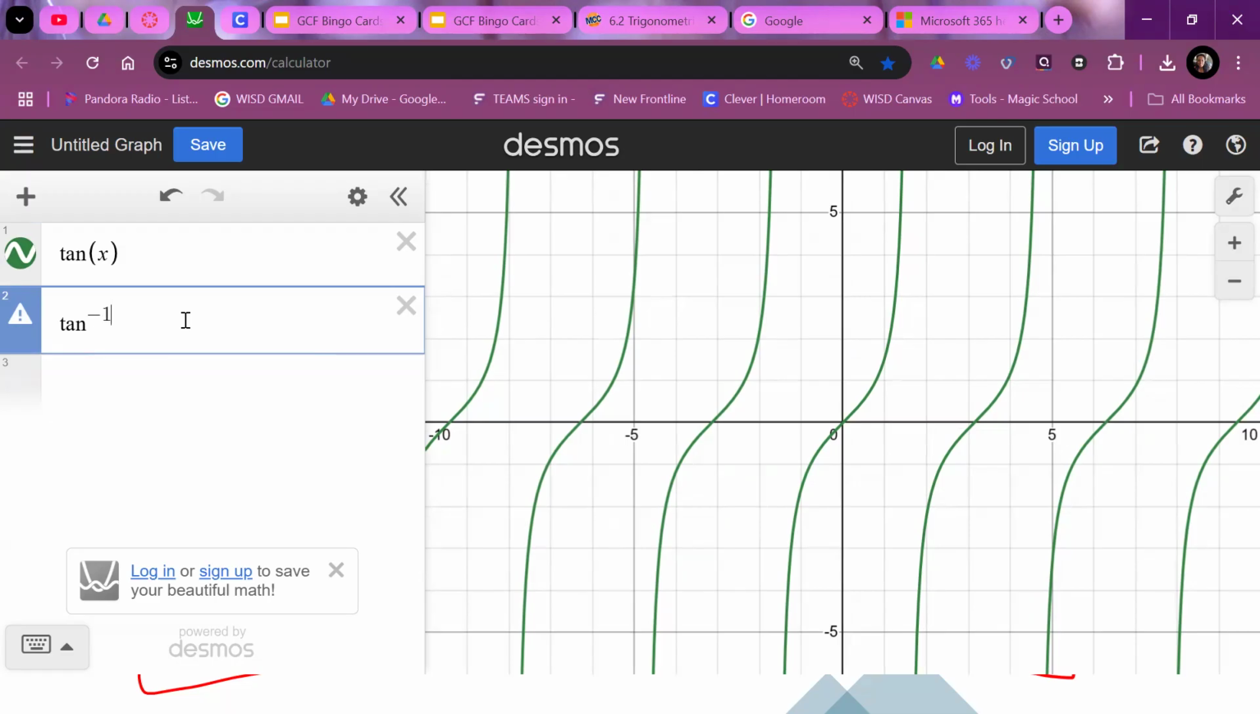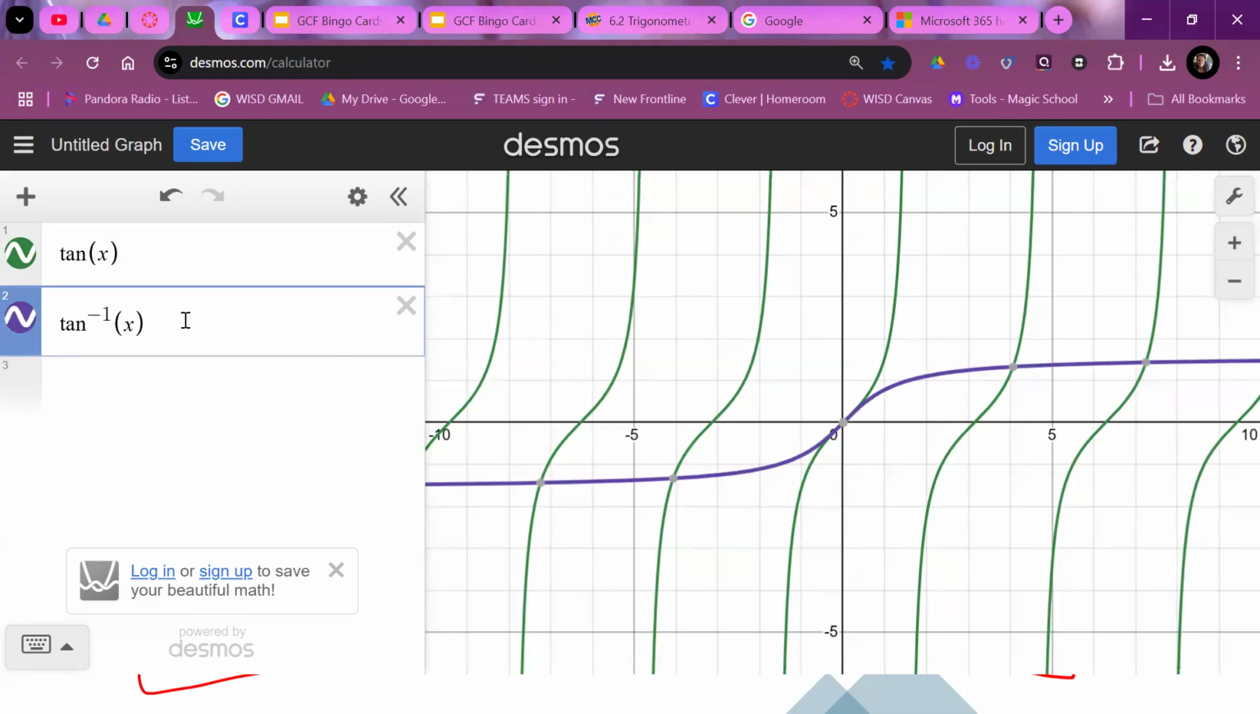Tan inverse of x. Okay? So we went from having multiple vertical asymptotes to only having one pair of horizontal asymptotes. Those horizontal asymptotes are now at pi over 2 and negative pi over 2. Because again, just like any other inverse function, your domain and your range have switched.